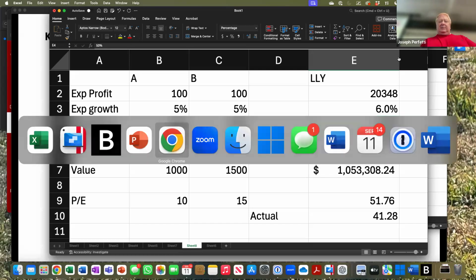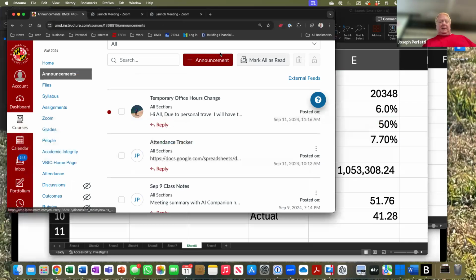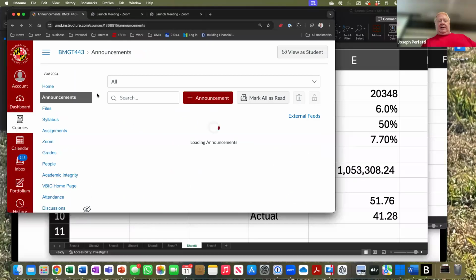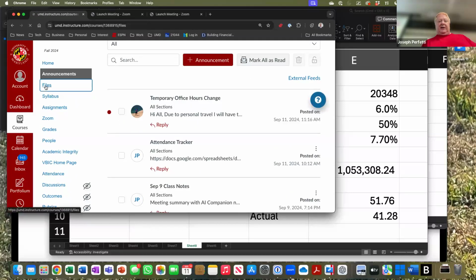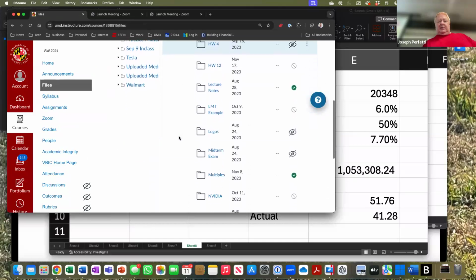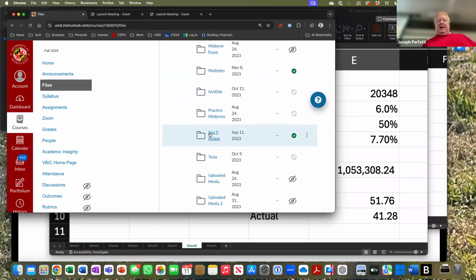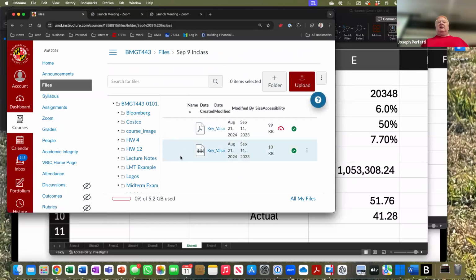On Elms, if you go to Files, the folder under Files is called September 9th in class, because I thought we were going to get to it on Monday, but today's September 11th. There are 2 files in this folder. There's a PDF and there's an Excel file. You need to download them both.